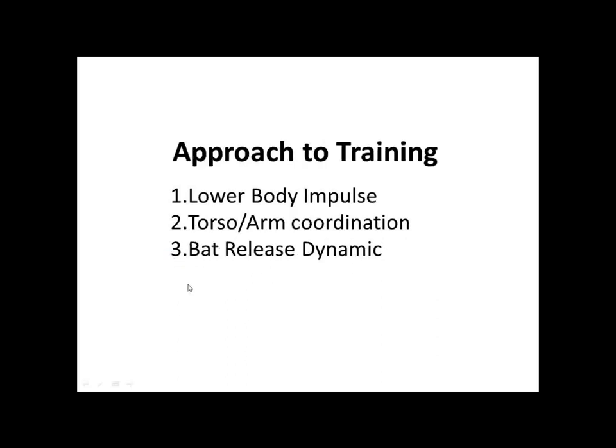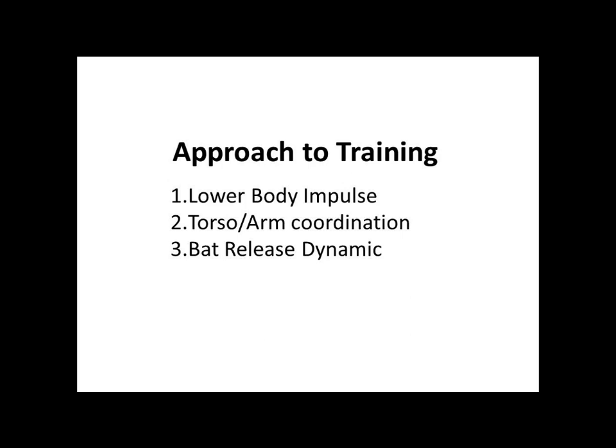So from an approach to training perspective, what we want to do with this athlete, and again, you want a complete program, is bias or skew components of that program towards the specific needs of the athlete. And they're going to change as you see the differences in these parameters. So this just gives you an idea of where we want to be.